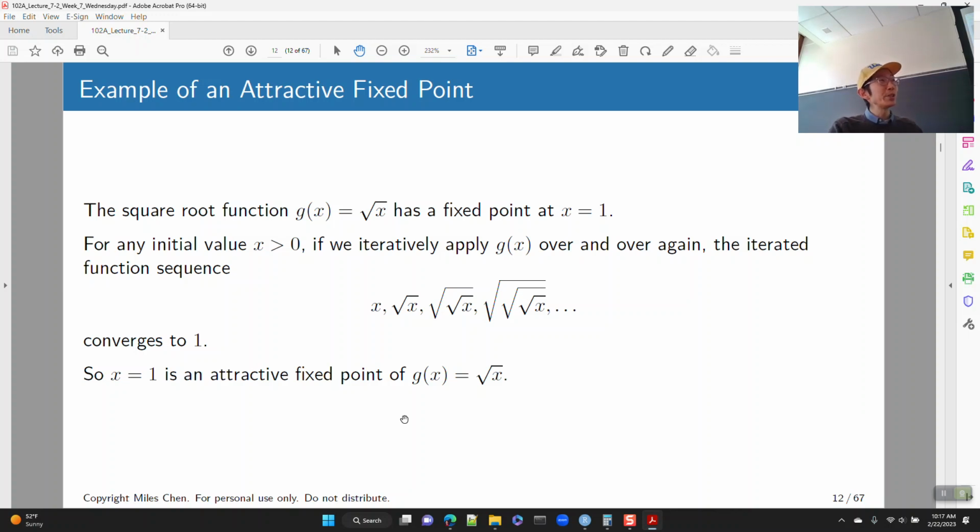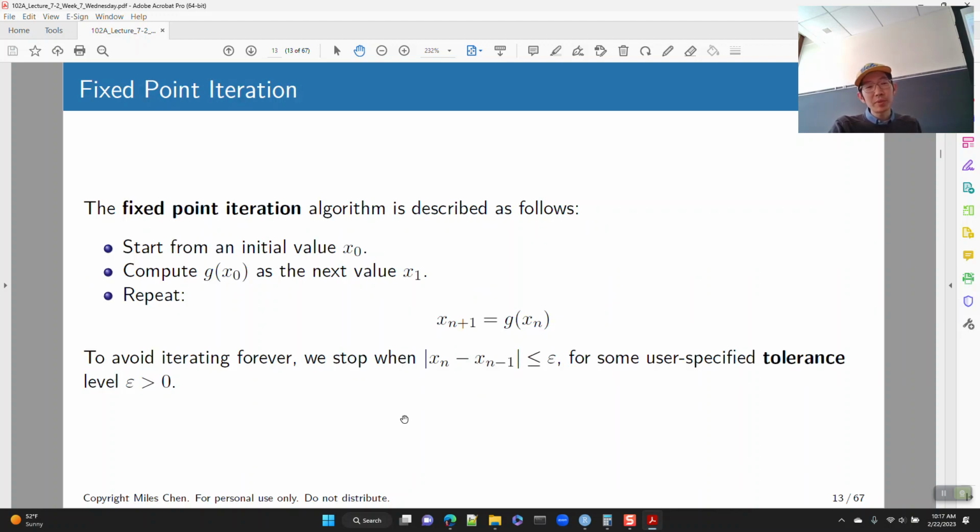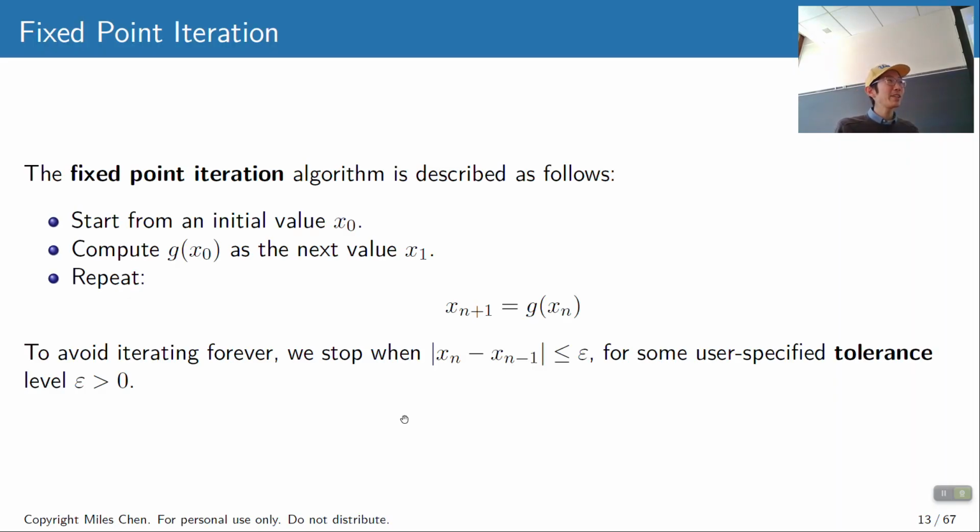A lot of functions, not all, but a lot of functions do have attractive fixed points. And if a function does have an attractive fixed point, how do you find it? Well, you just start off at some value, and then you just keep running the function. If somebody said, what's an attractive fixed point of square root of x? Well, you start somewhere and keep taking the square root, and if it converges somewhere, that's going to be your fixed point.